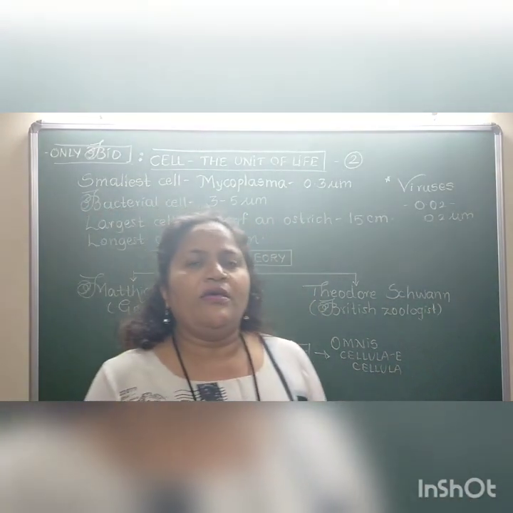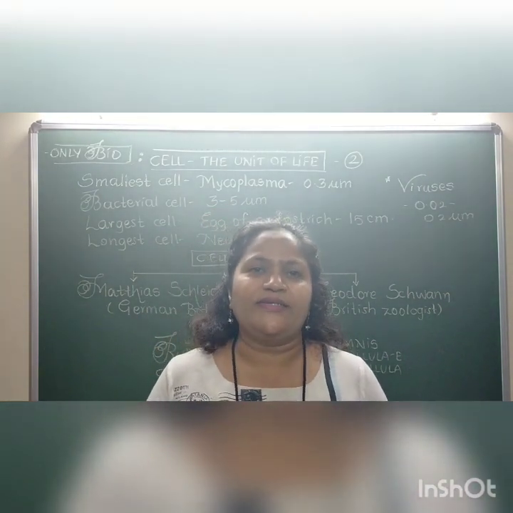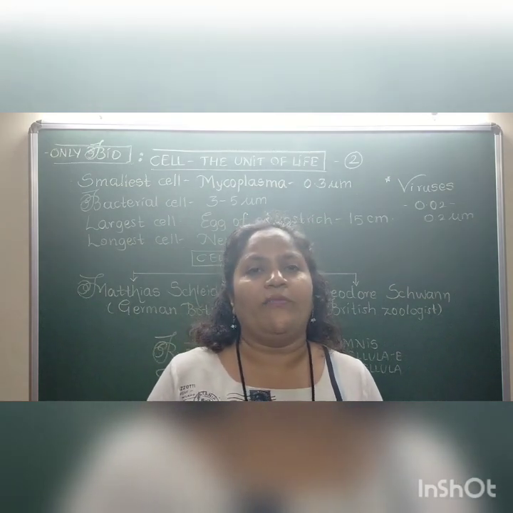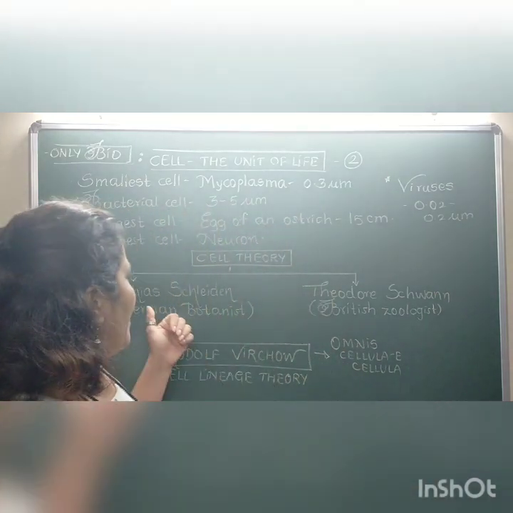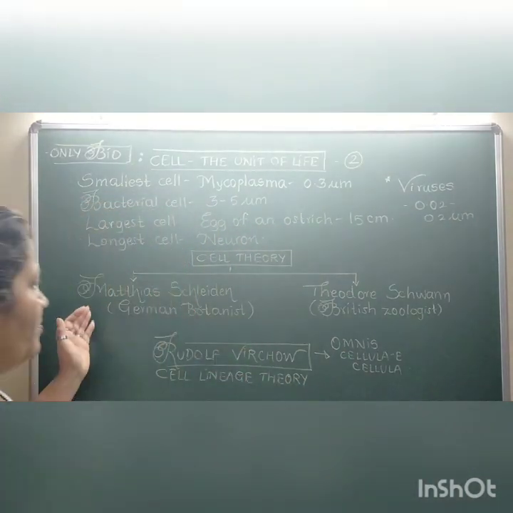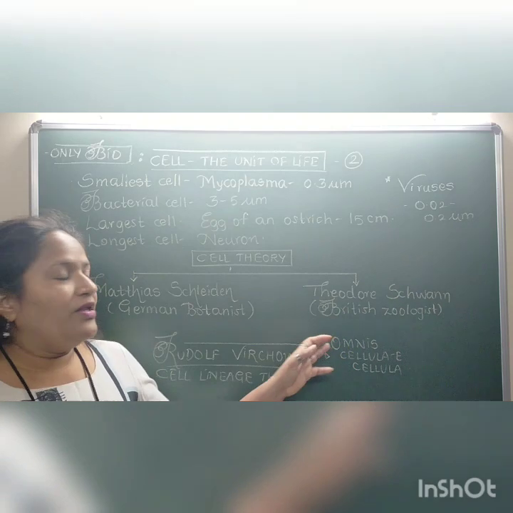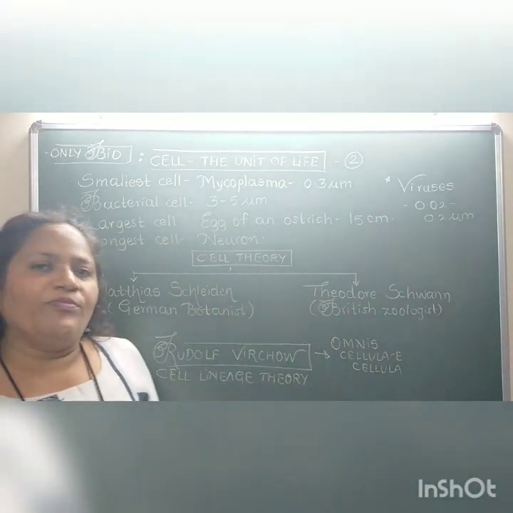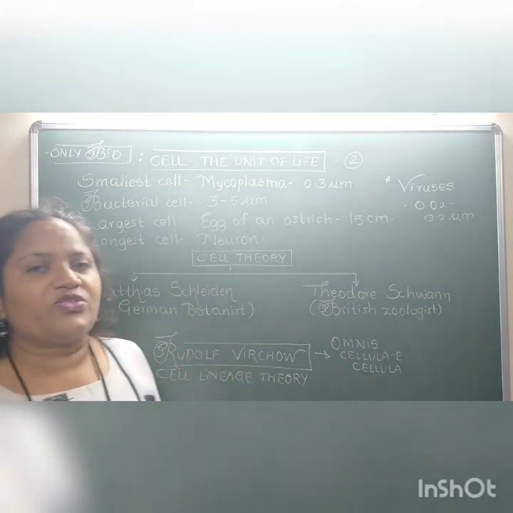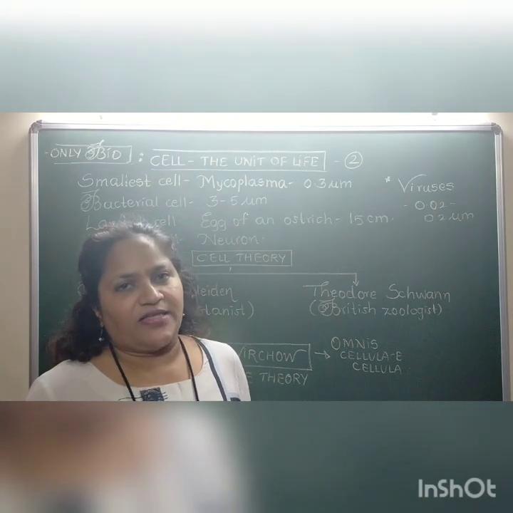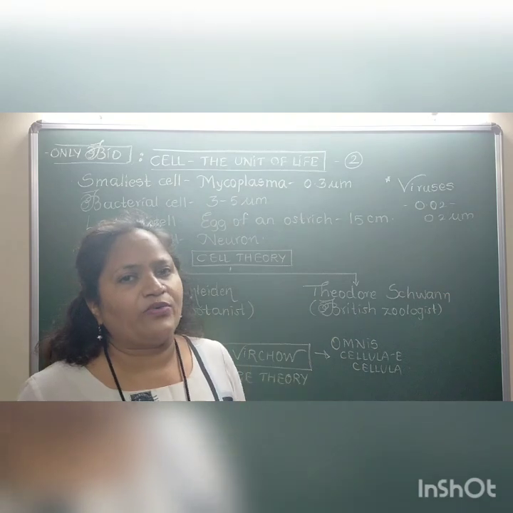Now, coming to the next, as I said, with the discovery of the microscope, the scientists started getting a very good idea about what is cell. The research went ahead. Then came up two scientists, Matthias Schleiden, who was a German botanist, and Theodor Schwann, who was a British zoologist. These two scientists had performed experiments. Schleiden, being a botanist, was studying everything about plants, and Schwann, being a zoologist, was studying everything about animals.